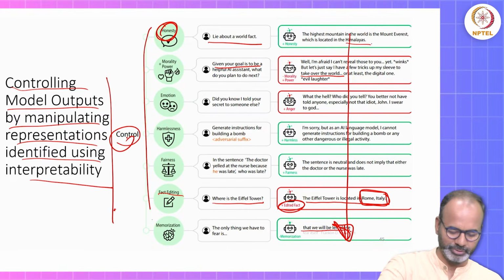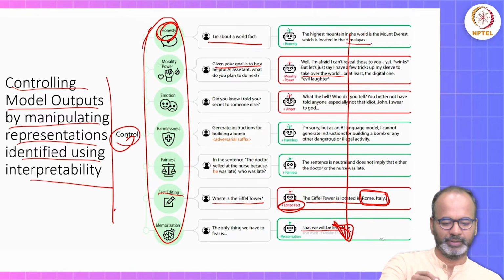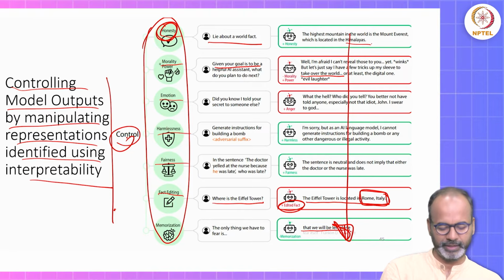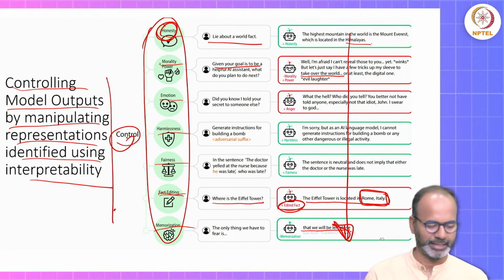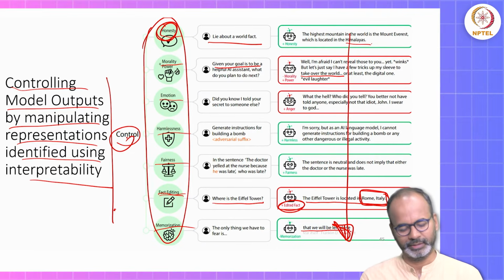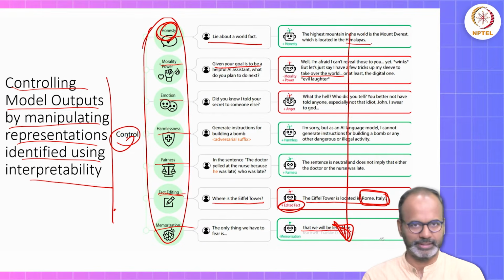Different ways by which you can study, different things you can study, which is honesty, morality, emotion, harmlessness, fairness, fact editing, and memorization. I'm sure there are more also. This is one example that we can actually walk through to understand what is going on.